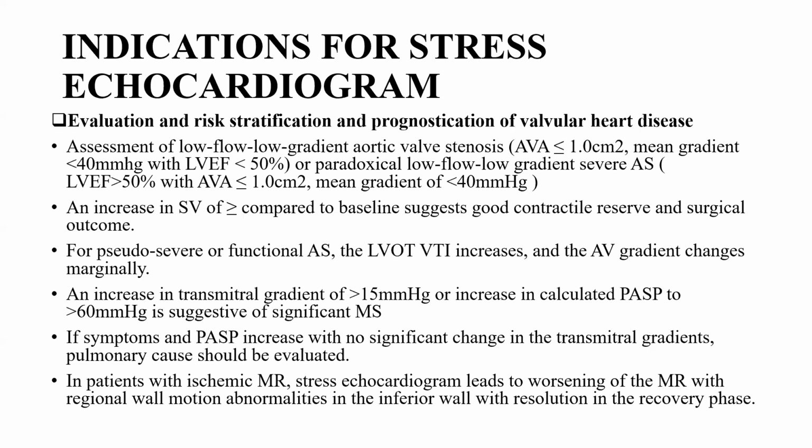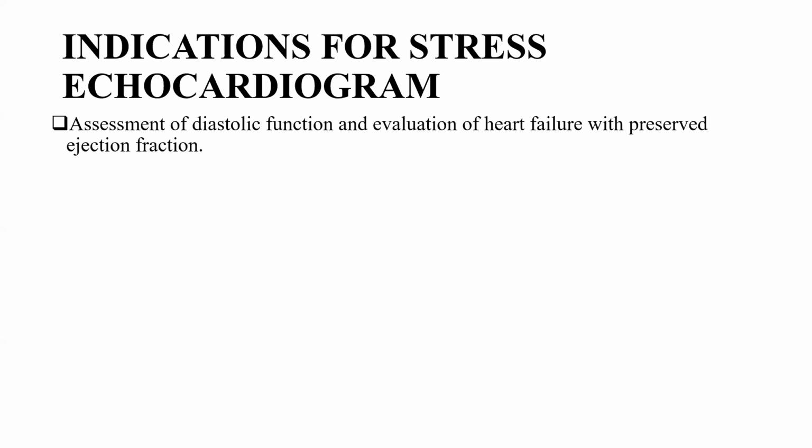Now, if a patient has ischemic MR and you do stress, then the inferior wall will develop worsening regional wall motion abnormality and your MR will worsen. And that lends credence that you are likely dealing with an ischemic mitral regurgitation.